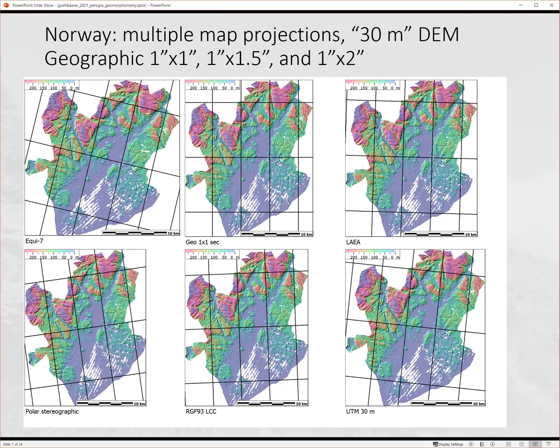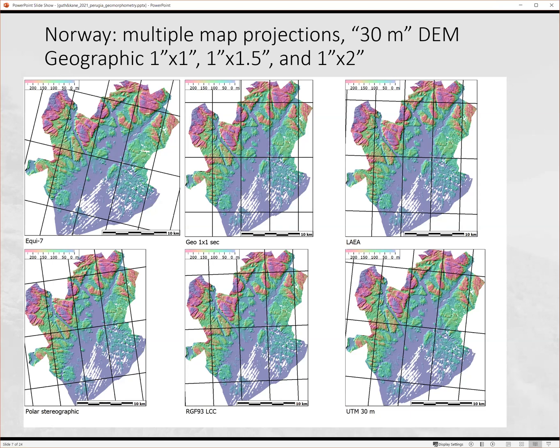And then our key example for the paper was Norway, where there's a number of map projections that are used, and then the geographic is done at 3 spacings, because a lot of the DEMs at around 60 go from 1 by 1.5 to 1 by 2. A number of the other ones stick with 1 by 1. So we have a number of different projections and then a number of different geographic spacings, all of which are called 30-meter pixels. And you can see the rotations of these other projections.